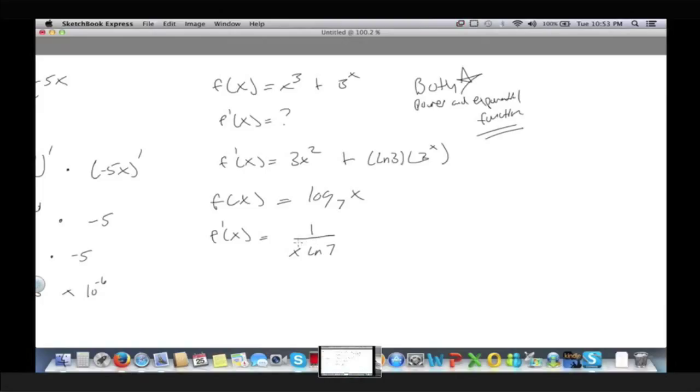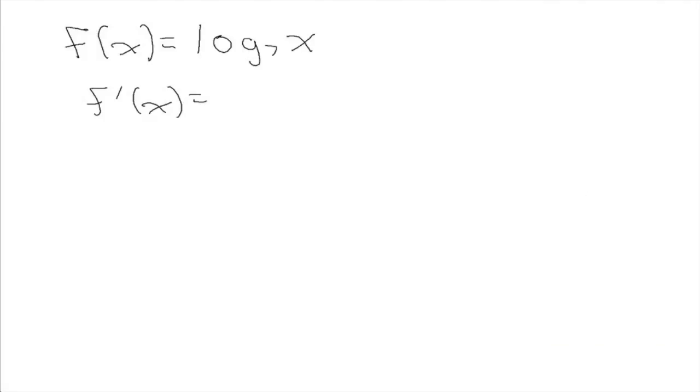Okay, excellent, very good. How would you read the original function aloud? F of x equals the log base 7 of x. Excellent, and how would you read your derivative aloud? 1 over x times the natural log of 7. That's right, very good. Okay, that's the correct way to apply the formula. I'll go back to my screen.